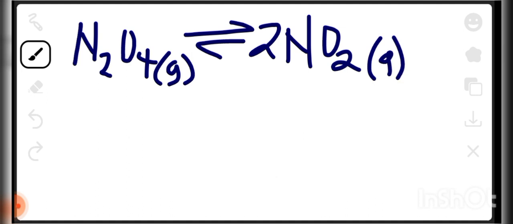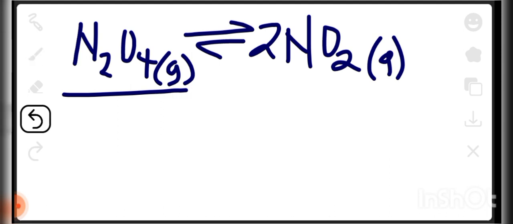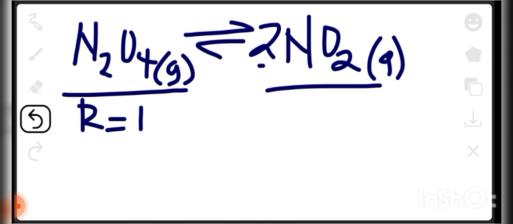I want to check the effect of pressure when we decrease or increase the pressure. How many moles do we have here? We just have 1 mole for the reactant. Then for the products, we have 2. So the product is higher than the reactant.